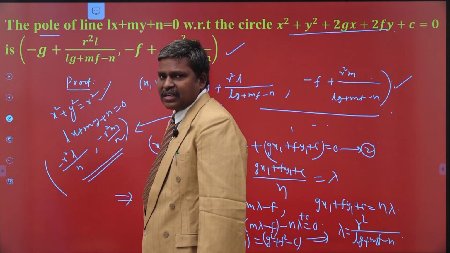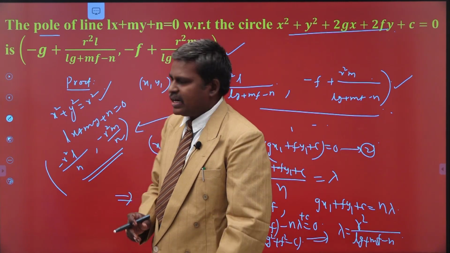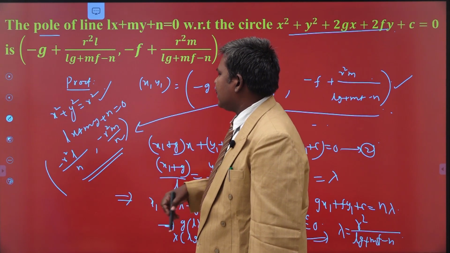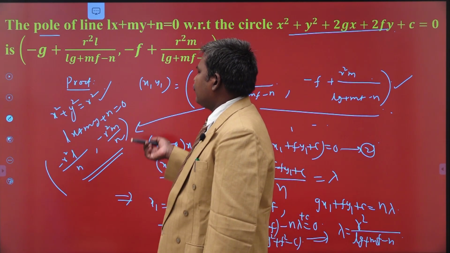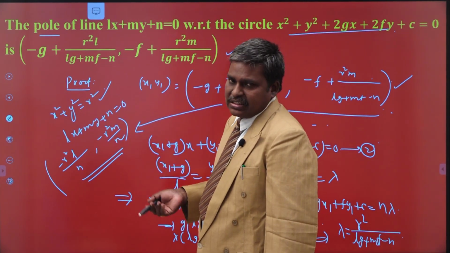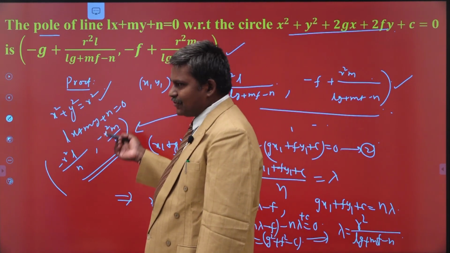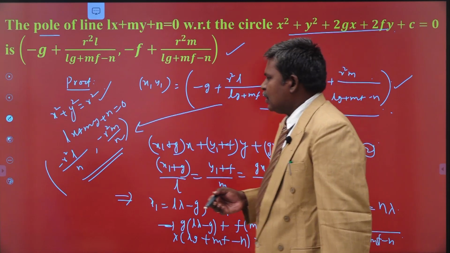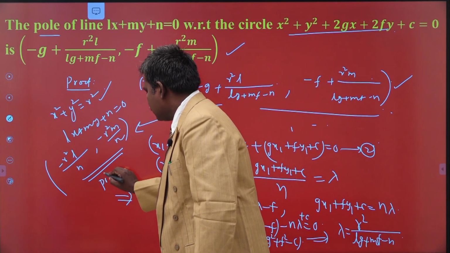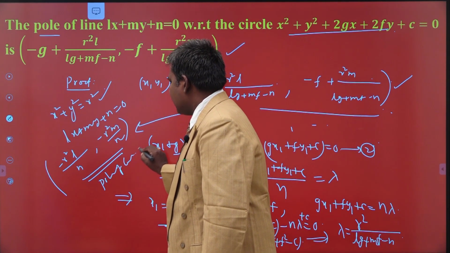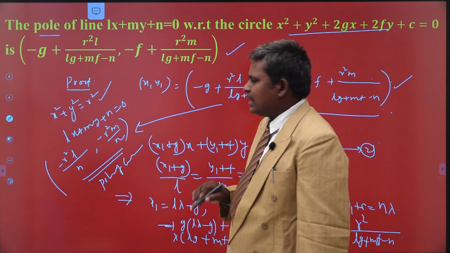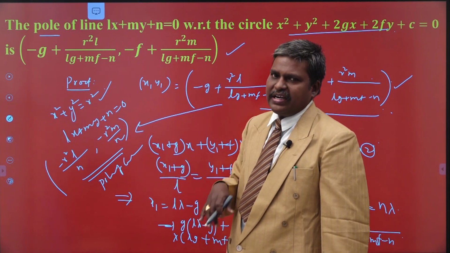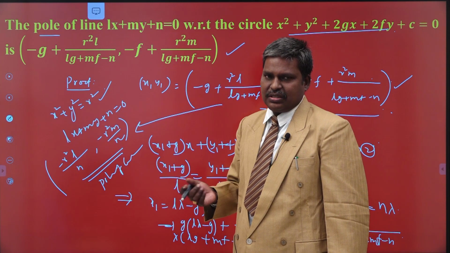Pole of center of circle with respect to the same circle does not exist. Suppose if you want to find out the pole of any diameter, it does not exist. Polar of center of circle with respect to the same circle does not exist. Similarly, pole of any diameter does not exist.